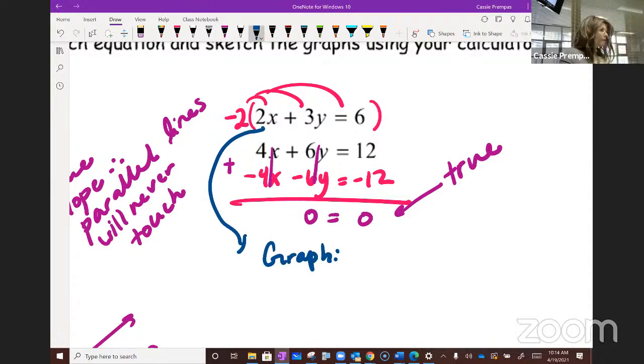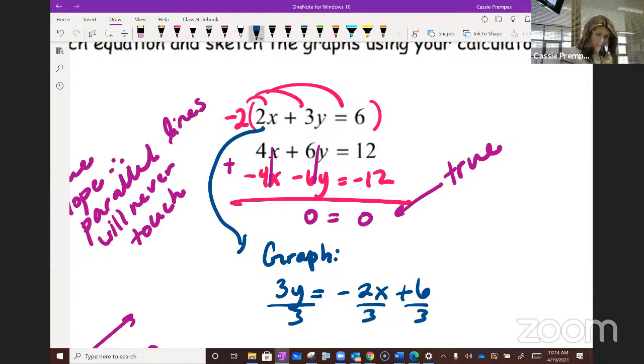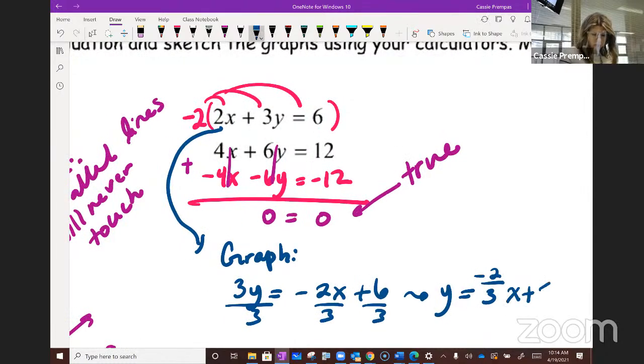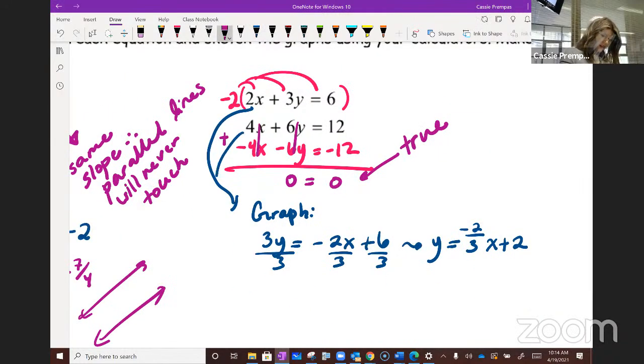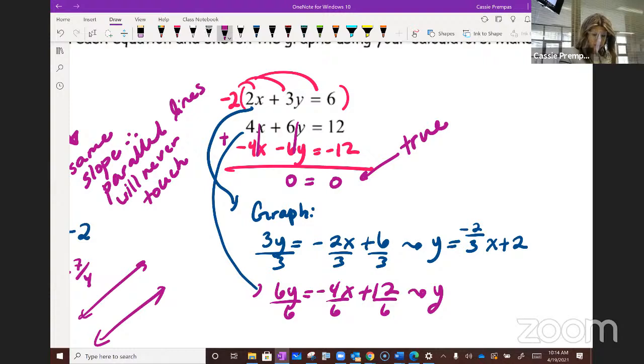So I'm going to solve for y. I have 3y is equal to -2x plus 6. Divide everything by 3. And I get y is equal to -2/3 x plus 2. And if I graph the next line, I get 6y equals -4x plus 12. Divide by 6. And yeah, Michelle told me that it's going to be the same thing, -2/3 x plus 2.